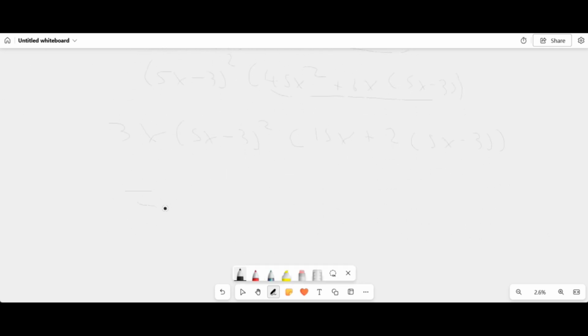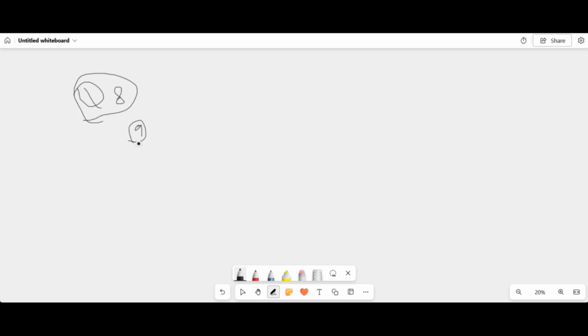And now that's going to give you the final answer, which is 3x, open bracket 5x minus 3 squared. And then this bracket is going to become 15x plus 10x, which is 25x. And then 2 times minus 3 is minus 6, so that's just minus 6 there. Easy. Done, finished. Alright, question 8.